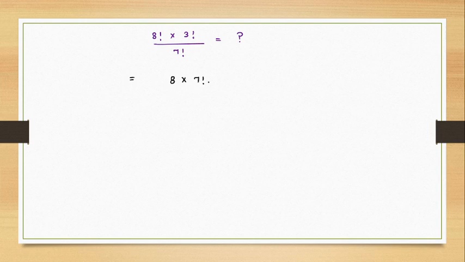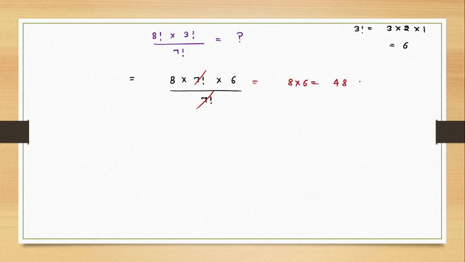Do not sort further. 8 factorial is equal to 8 into 7 factorial. And what is 3 factorial? 3 factorial we have already solved. 3 into 2 into 1 means 6. So write it as 6, and in the denominator it is 7 factorial. We can cancel 7 factorial from 7 factorial, and 8 into 6 is equal to 48. So the answer of this expression is 48.